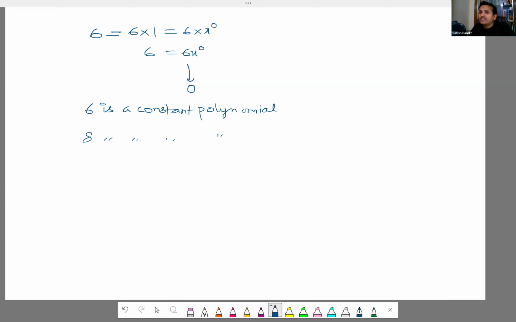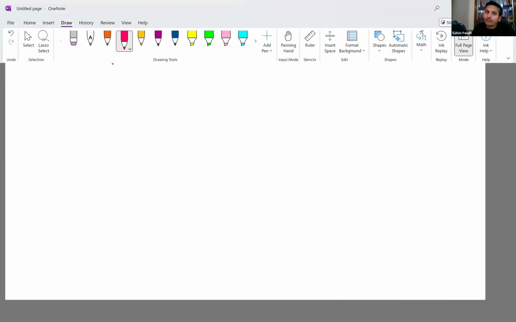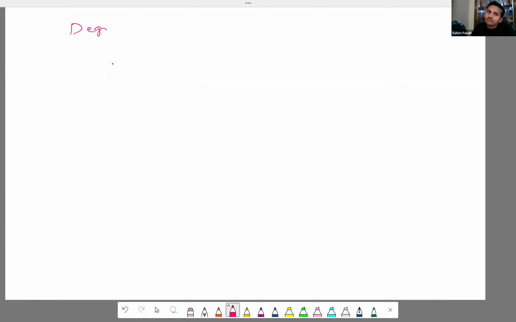Now, there is something called degree of a polynomial. Let's understand what is degree. Suppose I have a polynomial like 5x square plus 3x minus 7. How do I know this is a polynomial? If you look at the powers of the variable, here it is 2, here it is 1, here it is 0. The powers are whole numbers, right? So this is a polynomial for sure.